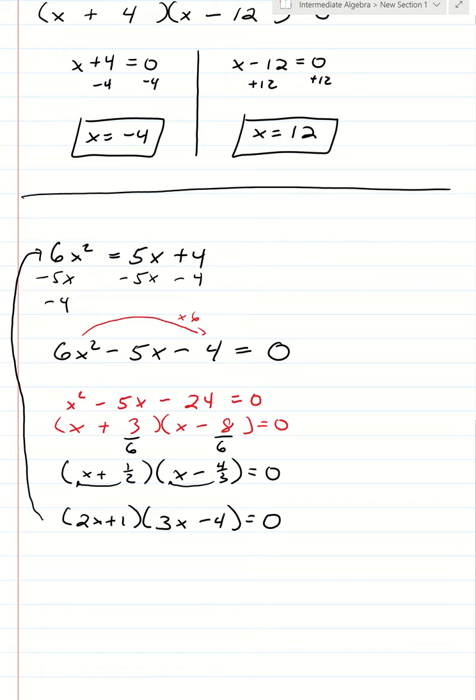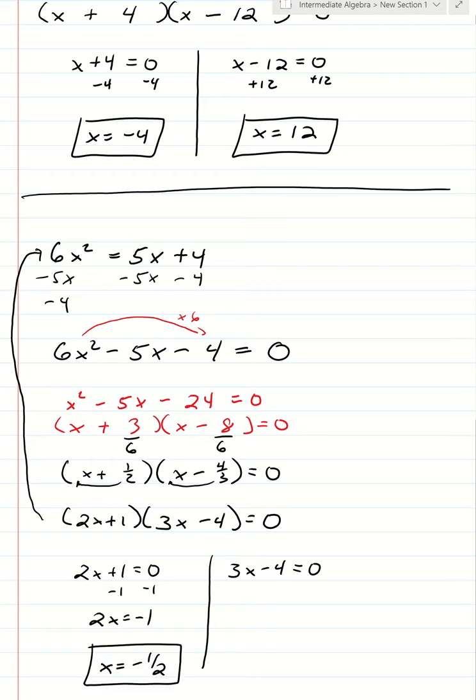Now that we have the factored form and the fact that it already equals 0, that's when we can go and use the zero product property, in which case 2x + 1 = 0, as well as 3x - 4 = 0. To solve now for x, I'm going to subtract 1, giving me 2x = -1. And when we divide by 2, we get x = -1/2 as one solution.